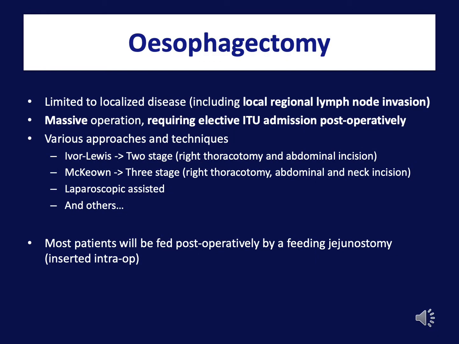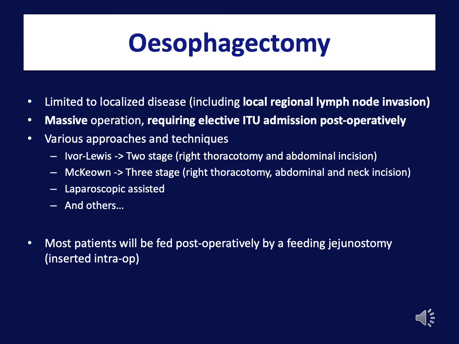Esophagectomy is a massive operation, first of all. Esophagectomy is performed for localized disease, but it is also performed if patients have local or regional lymph node invasion. So if there's distant lymph node invasion, say in the groin, then esophagectomy is not the case, but for para-aortic lymph nodes, for example, that's all right. Like I said, it's a massive operation. All patients require ITU admission post-op.